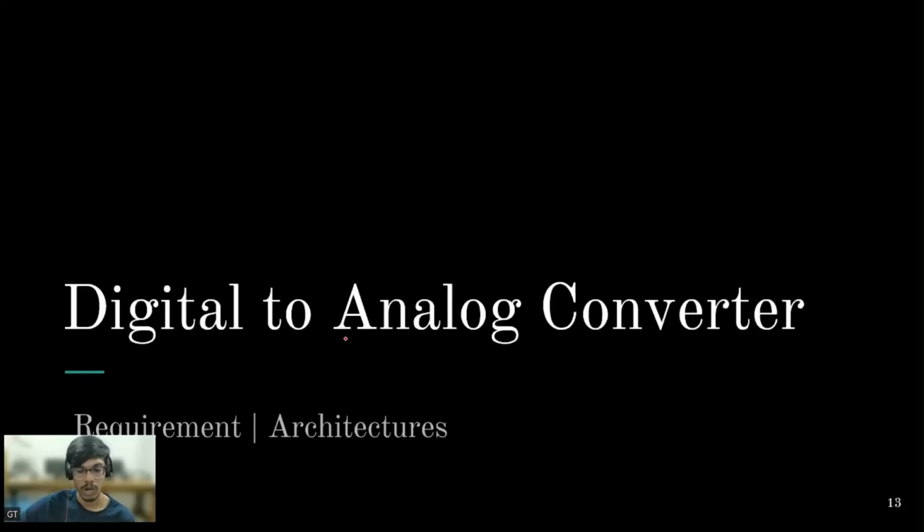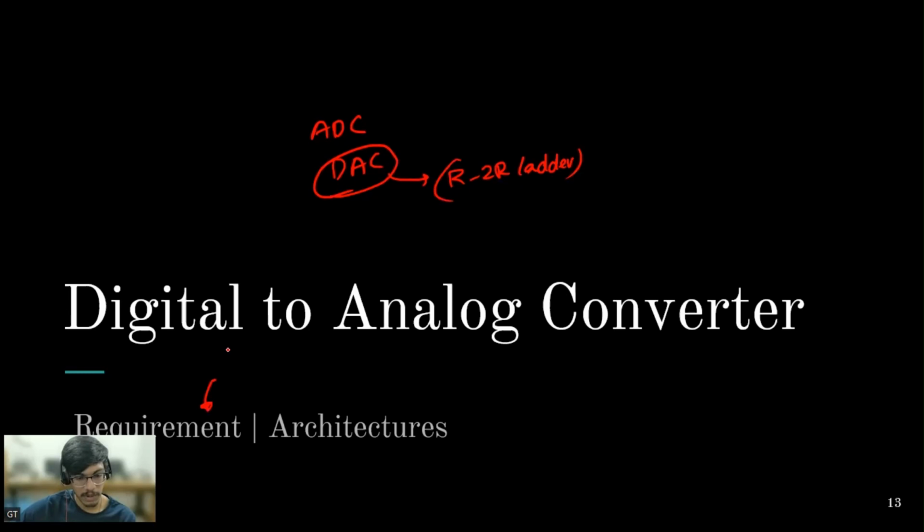Now coming to the digital to analog converter. We have discussed analog to digital, so again, we need a digital to analog converter. Now we will be discussing only one: the R to 2R ladder. The requirement we have already discussed, because it is needed in current mode control, and in voltage mode control a DAC is not needed.